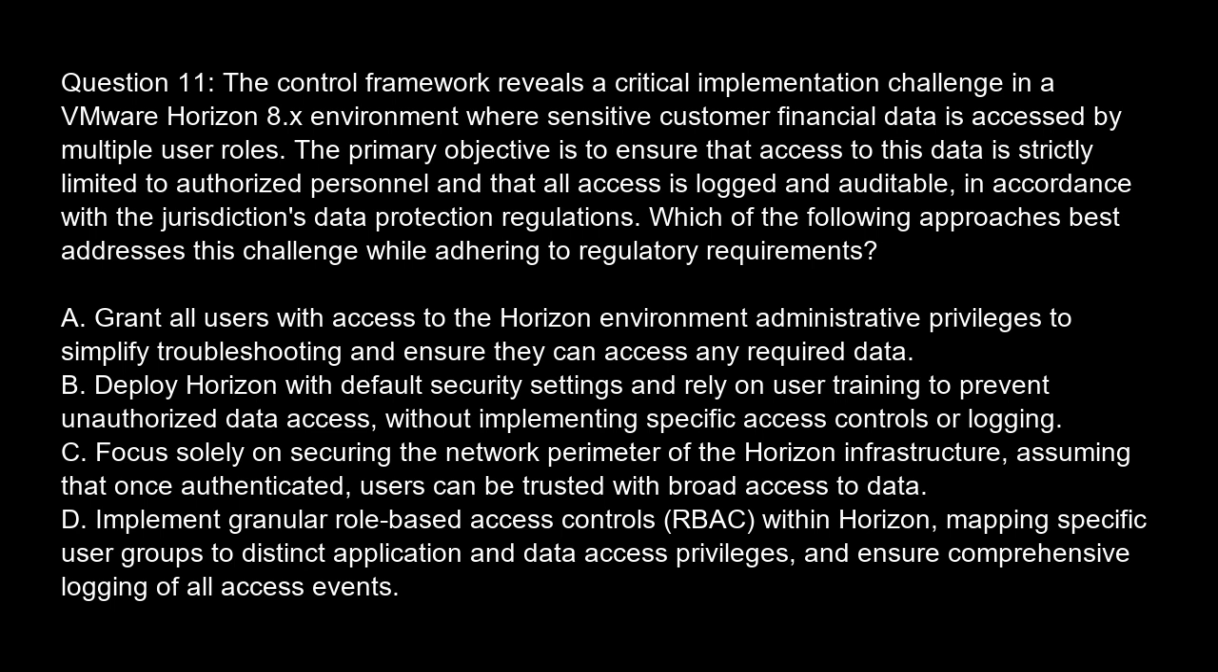Option A. Grant all users with access to the Horizon environment administrative privileges to simplify troubleshooting and ensure they can access any required data. Option B. Deploy Horizon with default security settings and rely on user training to prevent unauthorized data access without implementing specific access controls or logging. Option C. Focus solely on securing the network perimeter of the Horizon infrastructure, assuming that once authenticated, users can be trusted with broad access to data. Option D. Implement granular role-based access controls (RBAC) within Horizon, mapping specific user groups to distinct application and data access privileges, and ensure comprehensive logging of all access events.